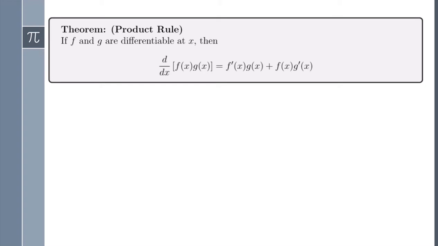So in the last video, we discussed the basic differentiation rules. Now, if we have a product of two functions, how do we find the derivative of that product? For example, we have two functions, f and g. The derivative of the product of those functions is given by the derivative of f times the function g plus the function f times the derivative of function g.